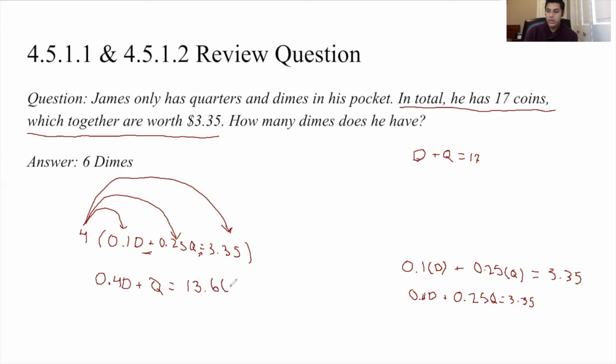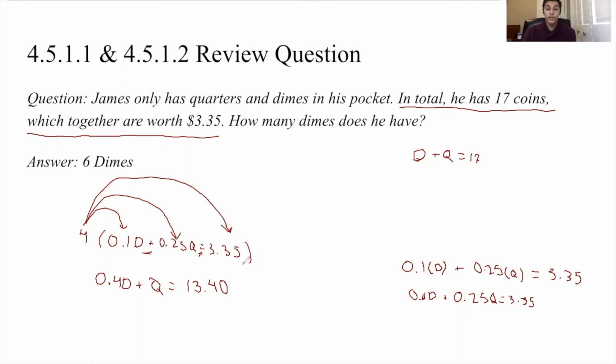And I would actually have to check because I just did it in my head. I'm just going to make sure quickly that I didn't make a mistake. Nope, I was incorrect. Oops. So it's not $13.60. It's $13.40. My mistake. All right, so $13.40. So 0.4d plus q equals 1340.